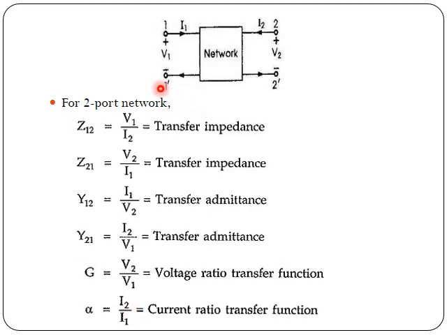Now if we want to find the driving point function from the input side, then the two entities in the numerator and the denominator will be from the same port. So the driving point impedance of port 1 will be V1 upon I1, and the driving point admittance of port 1 will be I1 upon V1. Similarly, the driving point impedance of port 2 will be V2 upon I2, and the driving point admittance of port 2 will be I2 upon V2 respectively.